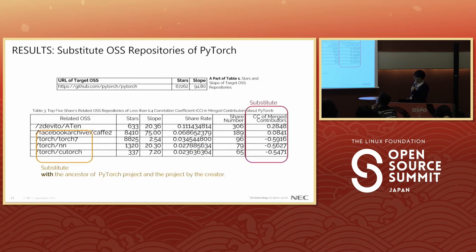Next, when the top five with a correlation coefficient of 0.4 or lower are checked in descending order of share rate of developers, then all the OSS repositories related to Meta and Torch are substitutes for PyTorch. Most of the results are rational. However, when I analyzed Docker and Containerd, the shift from Docker to Containerd was detected. Although I had not known about the shift from Docker to Containerd, data science gives us the awareness without field knowledge.